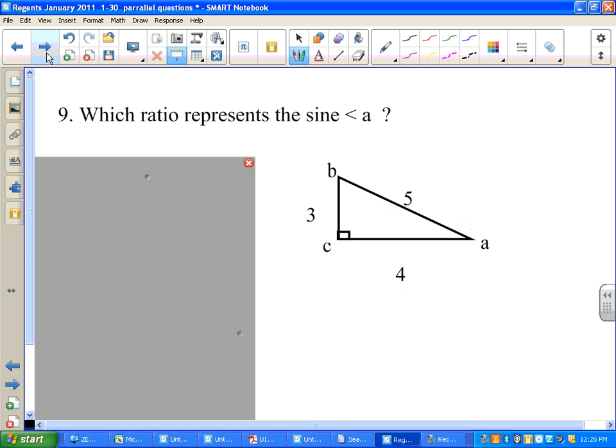Okay, here's another example for number 9. Which one is the sine of angle A? The sine of angle A is the opposite over the hypotenuse.